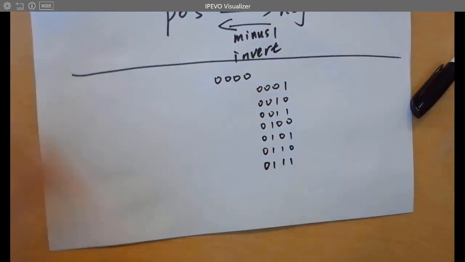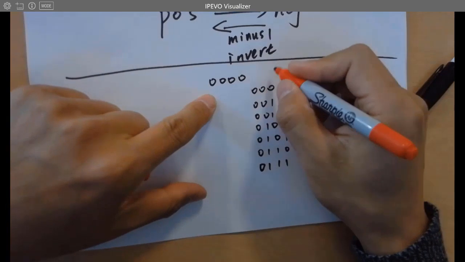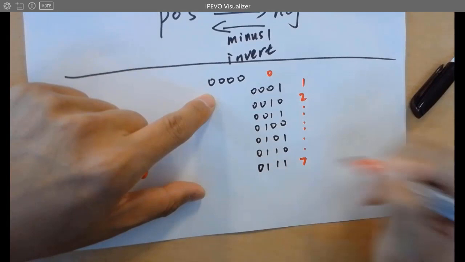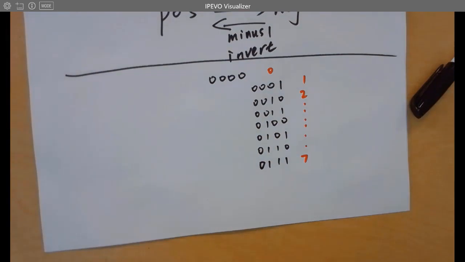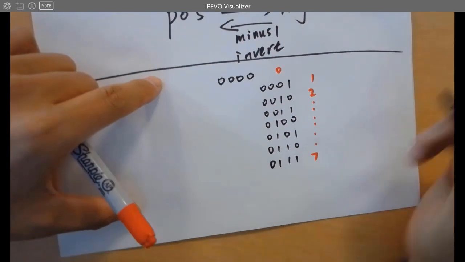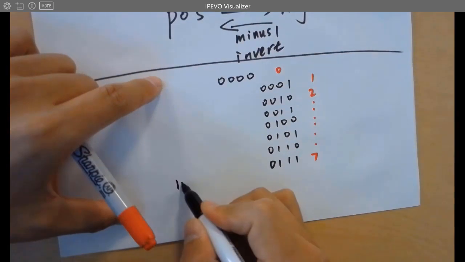So that is 0, that is 1, that is 2, that is 7. So what's next? 8. So next will be 1, 0, 0, 0, right?